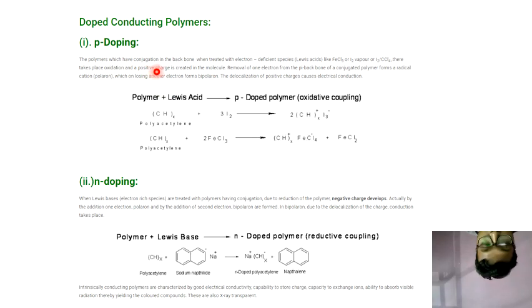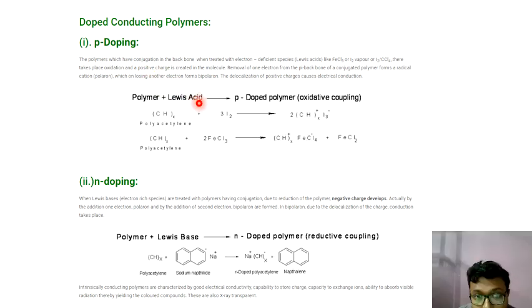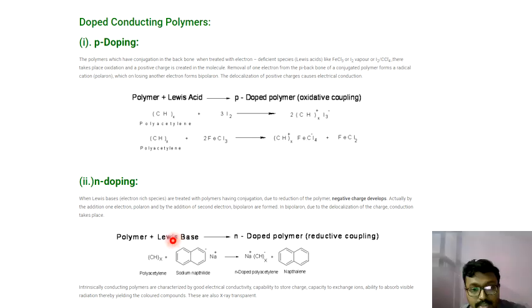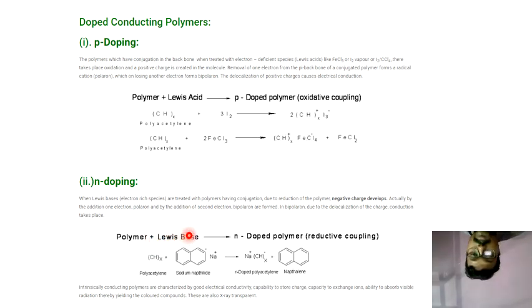So for p doping, we can use Lewis acid, creating positive sites in the polymer. Because of that, it is called p doping. N doping means creating negative charge in the polymer. So if we react the polymer with a Lewis base, which means extra electrons are present, this extra electron will be added on the polymer.